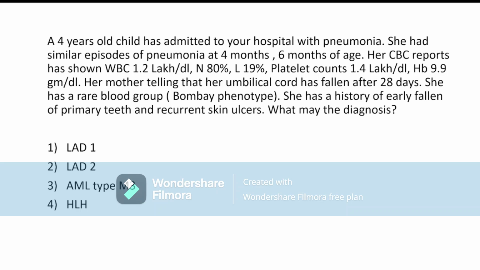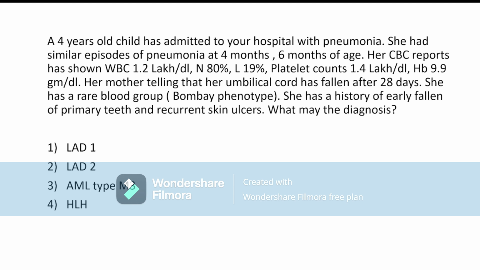Hello everyone. Today I am going to discuss an important topic for the All India examination. This topic has come in your All India examination many times. This question is asked in the All India examination plenty of times. The question is, a 4-year-old child has been admitted to your hospital with pneumonia.